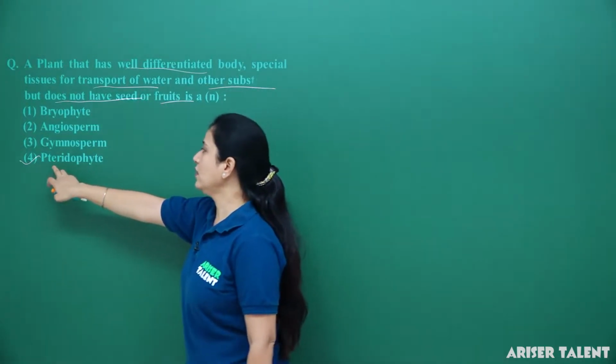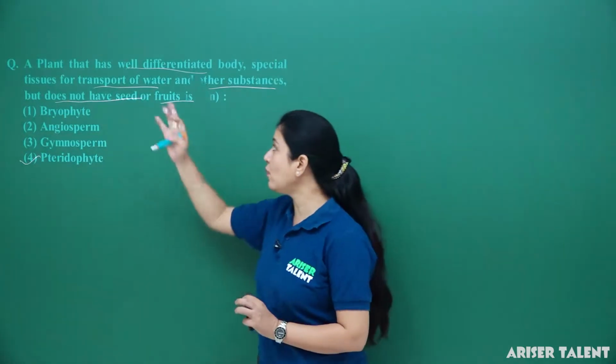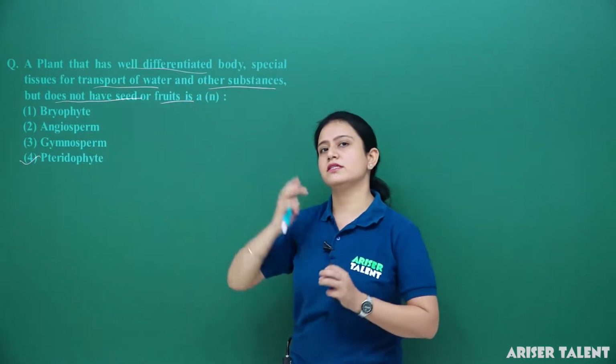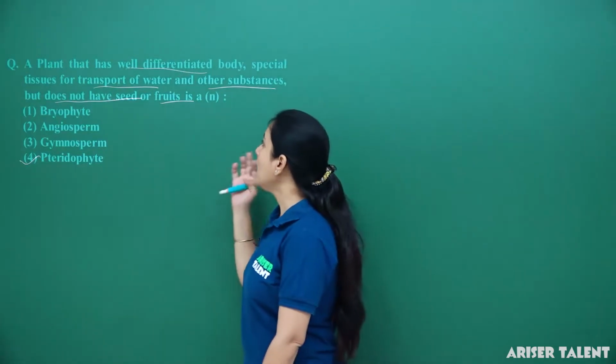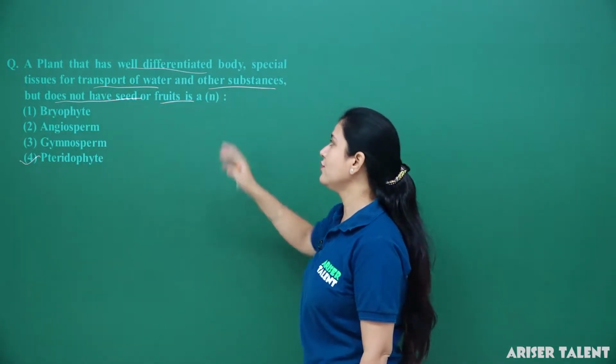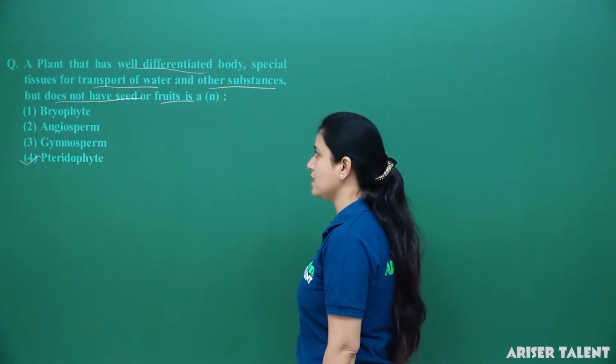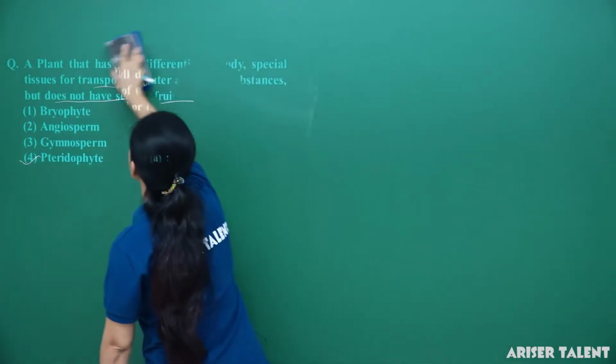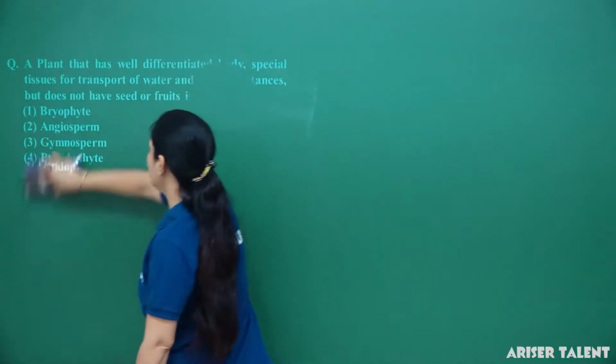Okay, so option 4, that is pteridophyte, is the type of plant in which the body is well differentiated, means it is divided into stem, roots and leaves, and it has tissues for transport of water and other substances, but does not have seeds. So the type of plant is pteridophyte.